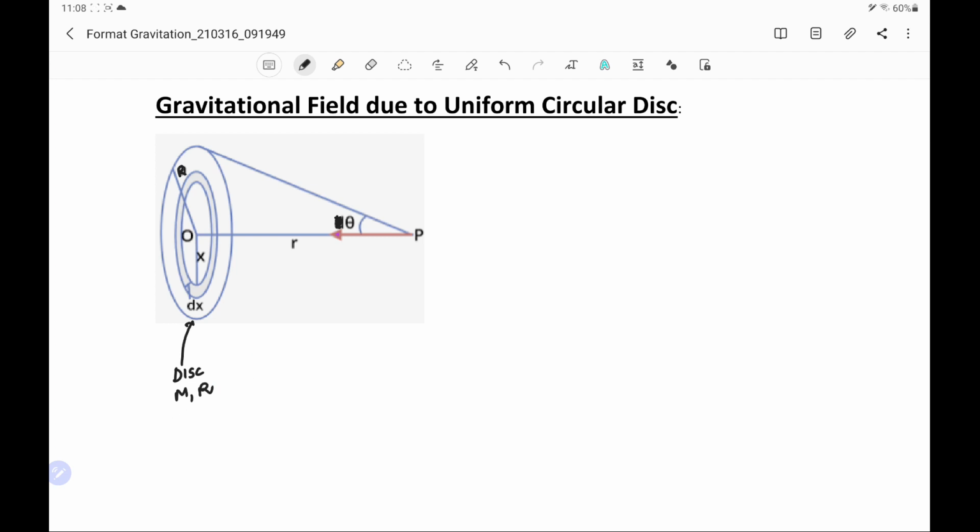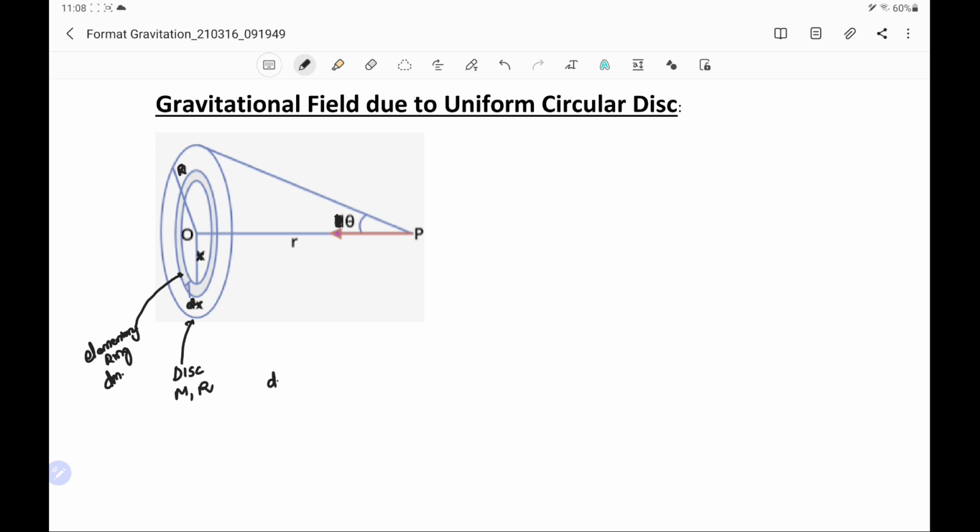Because the disk has its mass distributed over its area, to find the gravitational field at the point P, we have to use the differential and integration method. For that, we take an elementary mass, and for a disk, the elementary mass is taken as the mass of an elementary ring. So this is the elementary ring whose mass is dm, and the radius of this elementary ring is x. This is the x, and the thickness is dx.